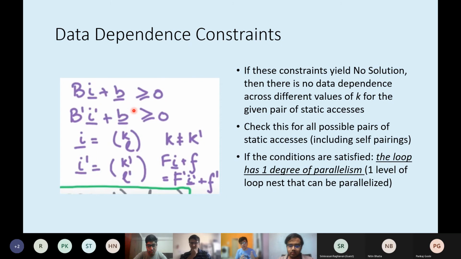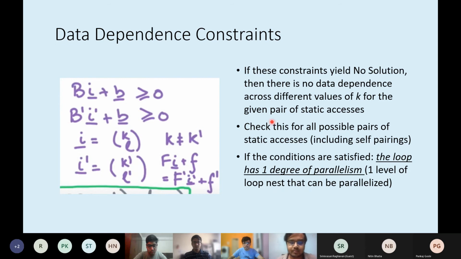The constraints are as follows. There will be two constraints for the iteration space. I want to check if there exist some iterations I and I prime such that they access the same memory location. And we also have an additional constraint that k should not be equal to k prime, because we are checking data dependencies for different values of k. So the first two equations are just the iteration space equations.